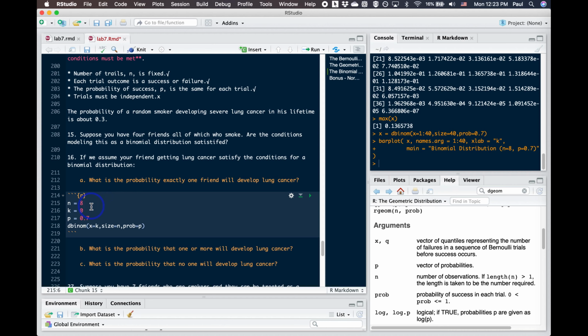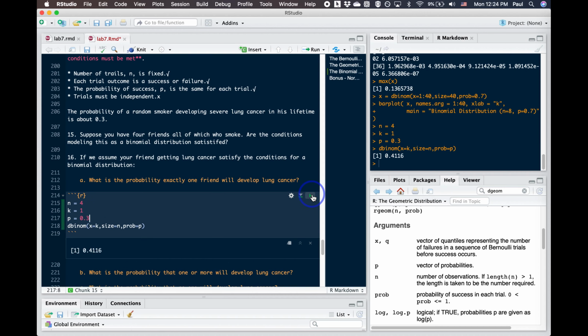Okay, so N is the number of trials. We have 4 friends. K is the number of successes we want to consider. In this case, success is getting cancer, so we're looking at 1 friend. And the probability of getting cancer is 30% if you're a smoker. So what is that probability? 41%, not too good. That's a pretty interesting thing to be able to compute.